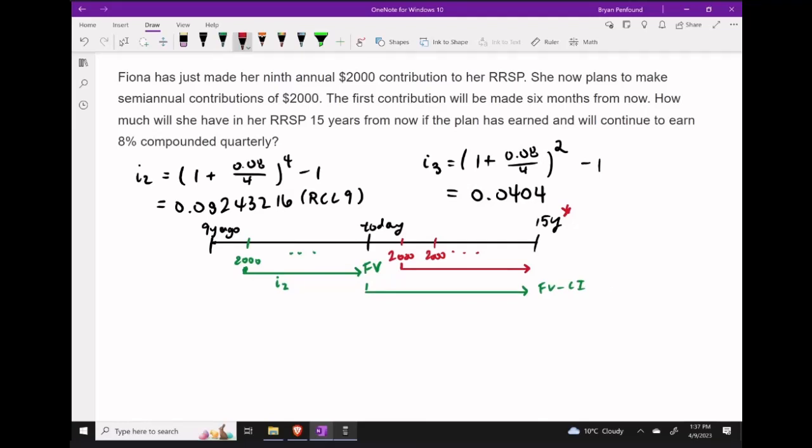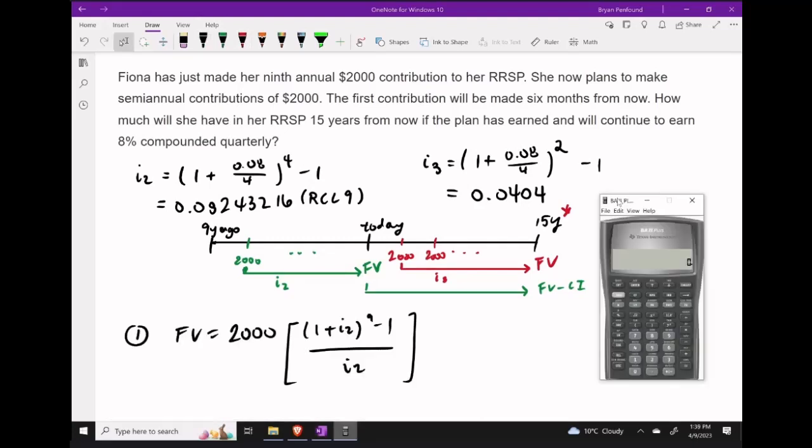And so beginning 6 months from now, we're going to start to make these semi-annual contributions. Same size, still $2,000, but in this case, we're going to be using I3, and we should be able to calculate the future value of that red payment stream. So this sets up our question nicely into, I believe, a 4-step process. We can work through the green stream by finding the future value and then applying the future value for compound interest. And then we can find the future value of the red stream in step 3. Step 4 is going to be to add up the FV of the red stream and the FV-CI of the green stream to get the fair market value of our annuity 15 years from today.